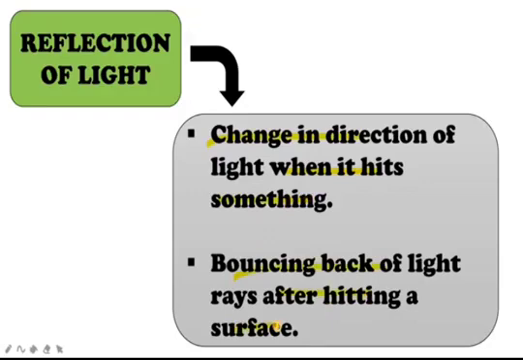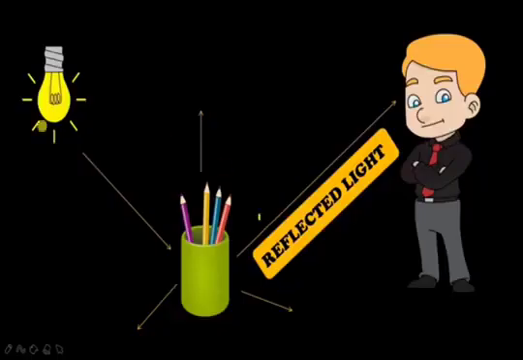The light should fall on a particular object, and from the object it should reflect back. Then only the things are visible. Look here: if the light falls on this pencil box, once it falls, it is reflected in different directions. It should reflect to your eyes. Then only the things are visible.